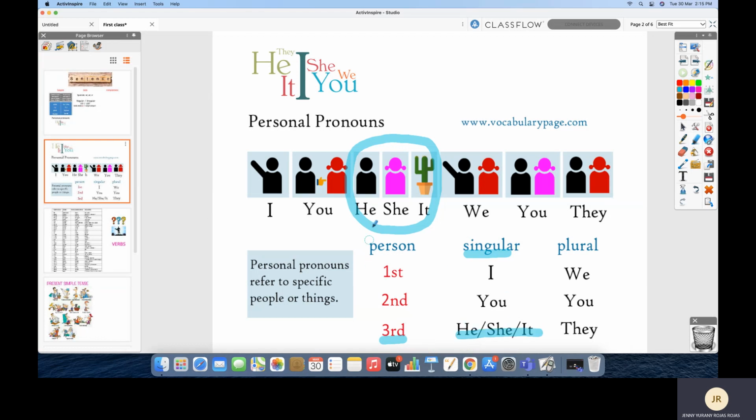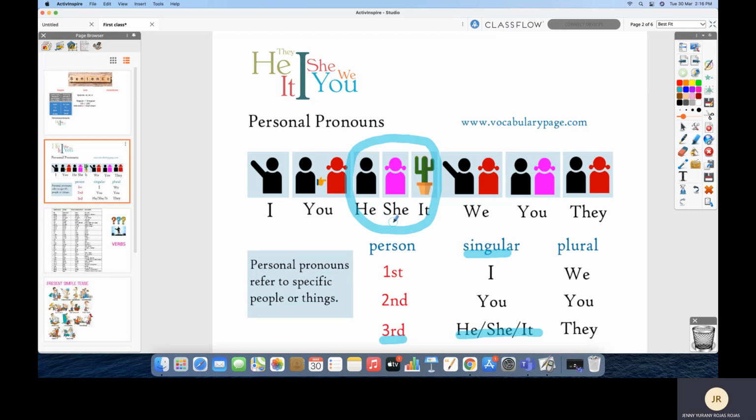So, in this case, he means a man or a boy or a baby boy, it doesn't matter the age, but the most important is just one. Entonces está mencionando solo a un hombre, ¿sí? He means él. ¿Él quién? Un hombre. She means ella. And it means an object, or it can be an animal, or it can be a concept, ¿sí? Entonces, it es el personal pronoun de un animal o de un concepto, de una idea.